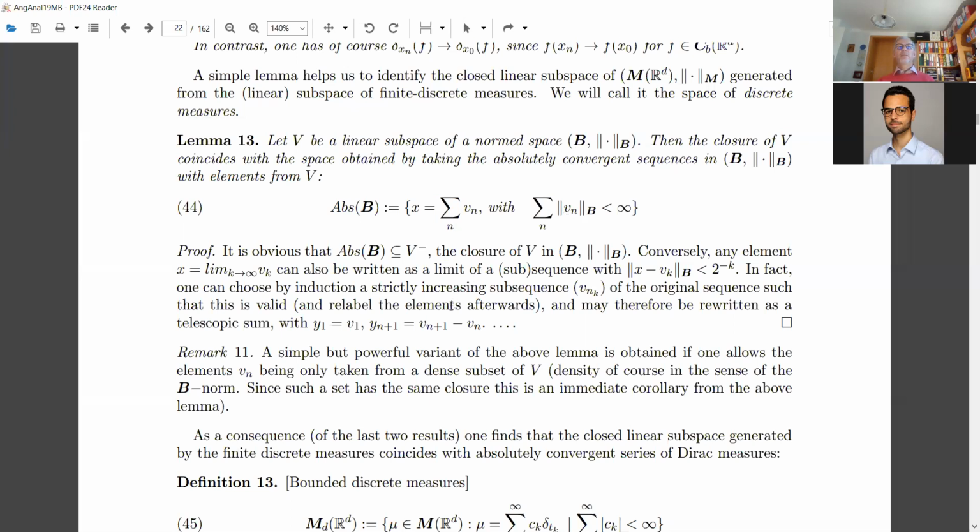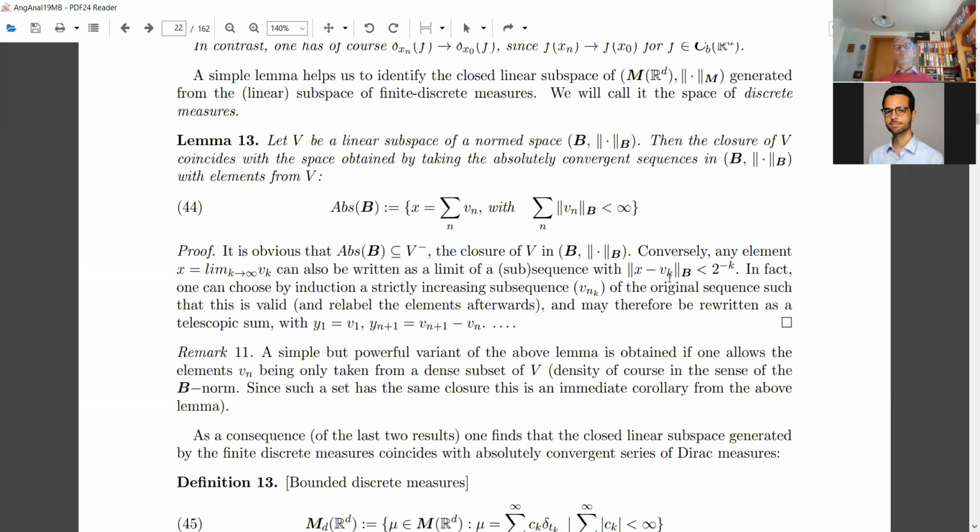And I indicate here only the argument, and the idea is, well, if somebody is giving you an element x, I'm going in the middle of the proof, which is a limit of elements from the subspace, then of course you can figure out, because it's convergent to this element x, and you must say, we don't know a priori if x is in the space. The interesting case is it's not in the subspace. It's not a finite discrete measure, but it can be arbitrarily well approximated.